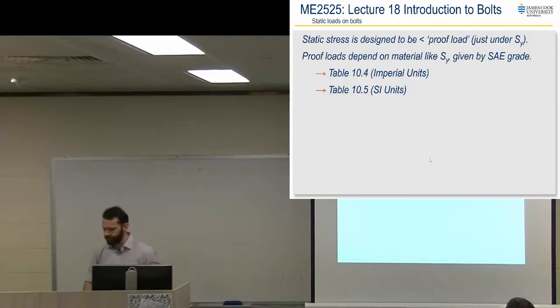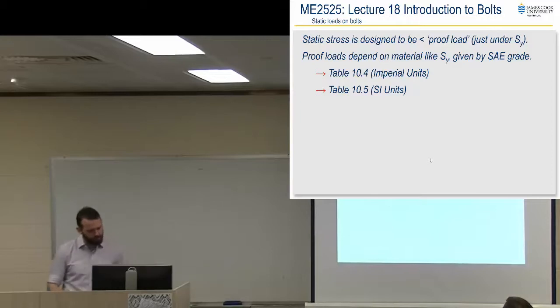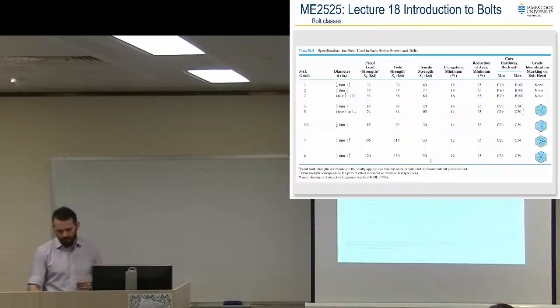for the fatigue failure. Now we have more tables in your textbook, so same chapter obviously. Table 10.4 is on page 433 in my book. Hopefully that's the same as your book, or give or take a page. And 434 is table 10.5. So this is 10.4. This is for Imperial.